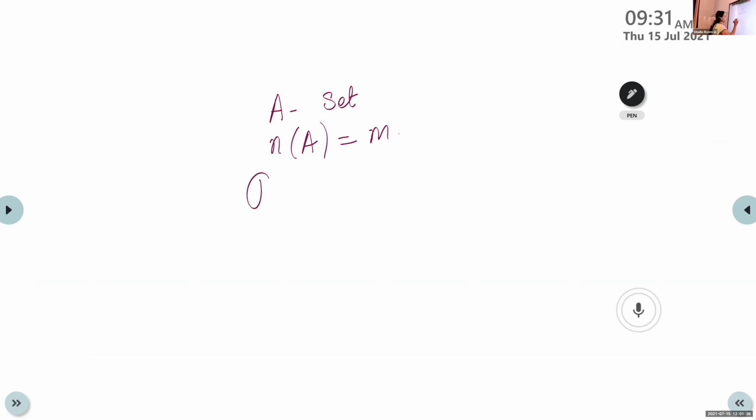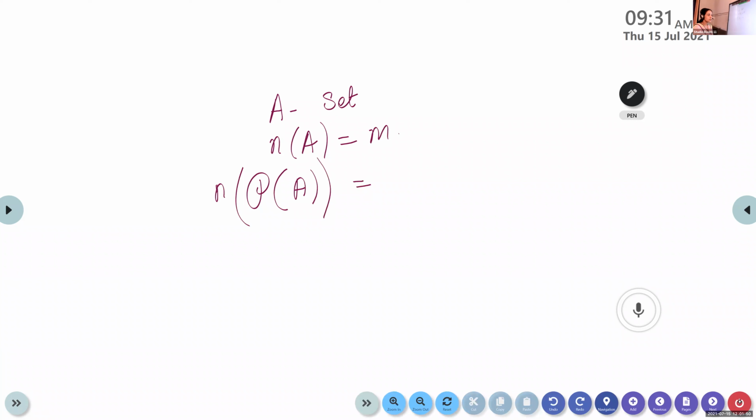Now can you tell me how many elements will be there in P of A, the power set of A? What is a power set? It is a set of all, a collection of all subsets. All the subsets, if you put them together, become the power set. So how many elements will be there in n of P of A? What is the formula we have learned? If A is a set containing m elements, then n of P of A will contain how many elements?